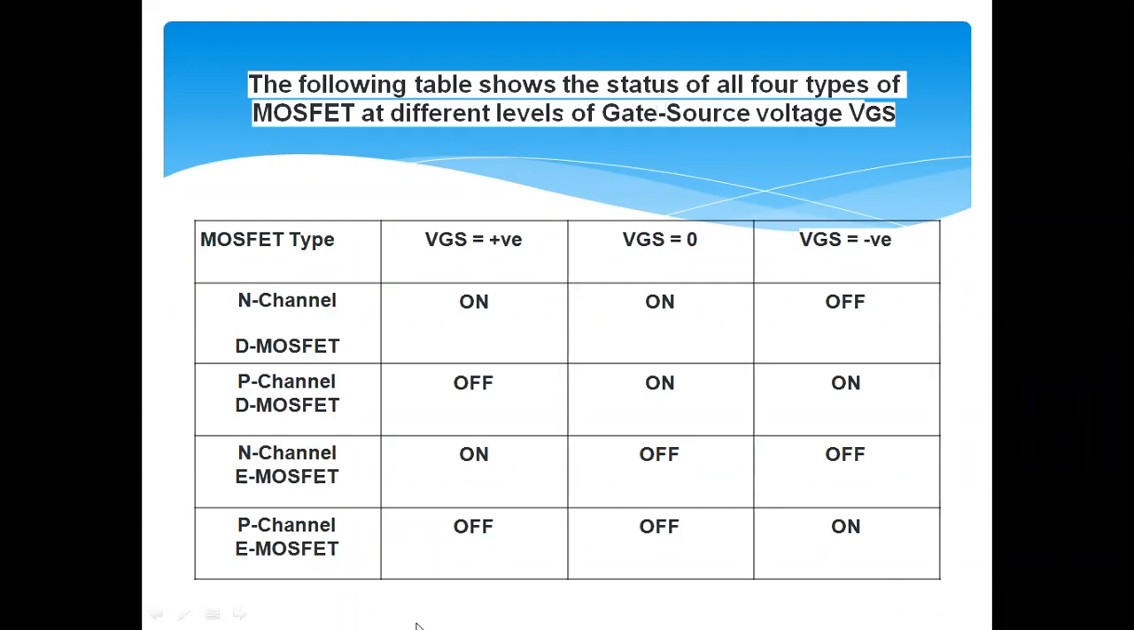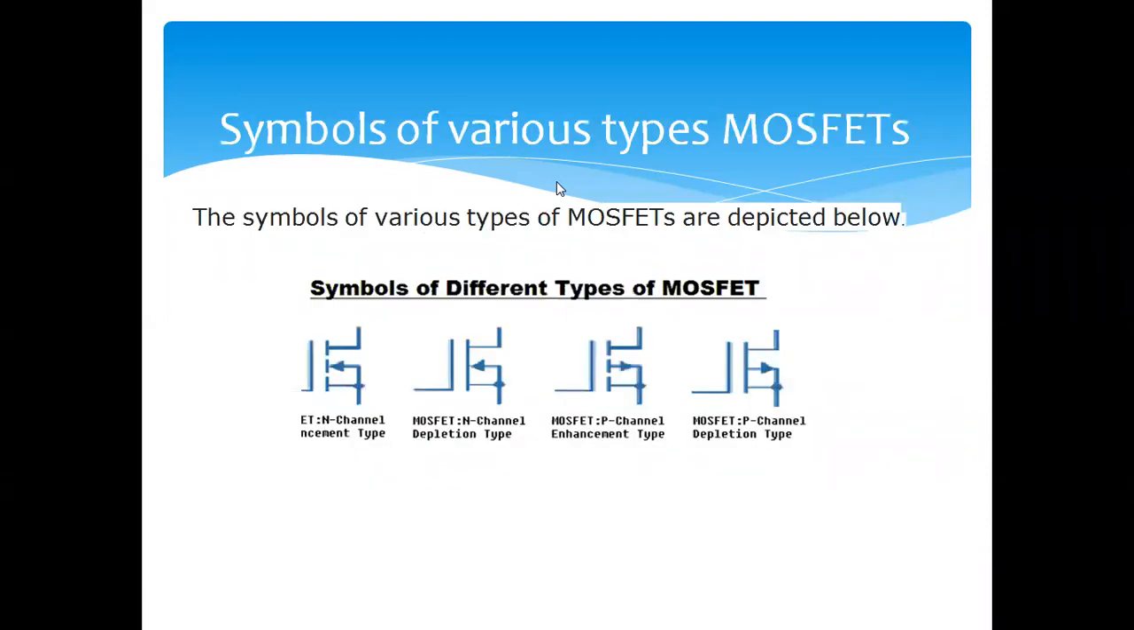Okay, so this is about the different types of MOSFET, and at which gate voltage it will be off or on. So this table summarizes the different types of MOSFET and their on and off characteristics. Next part is symbols, symbols for various types of MOSFET. I think you have already studied this part in your secondary CAD subject. This may be a repetition for you.